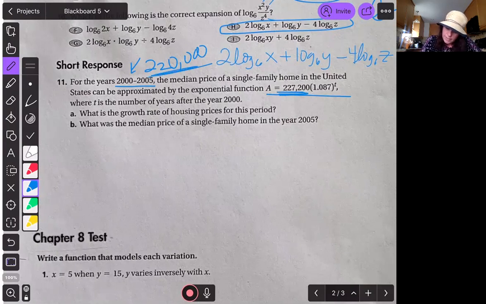All right, and this only happened to be for 2000 to 2005, because after that, the market kind of took a crash and housing went back down a little bit. So, okay, here we go.